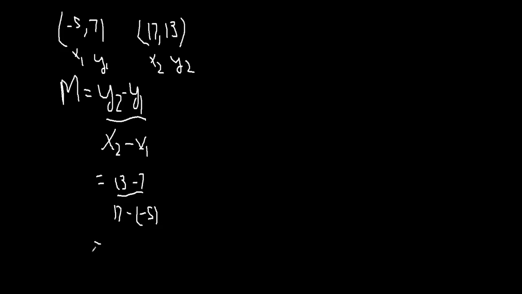So that means we have 13 minus 7, which is 6, and we're dividing this by 17 minus negative 5. We have two negatives here. That means we are adding 17 plus 5, and that gives us 6 divided by 23, or 6 over 23.